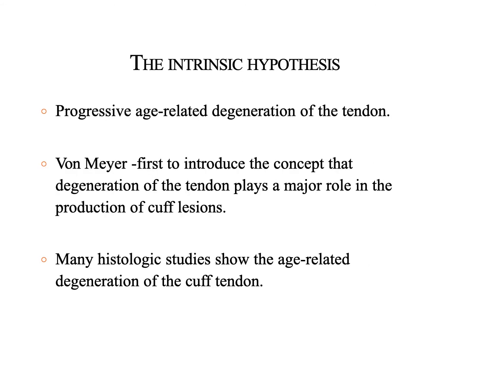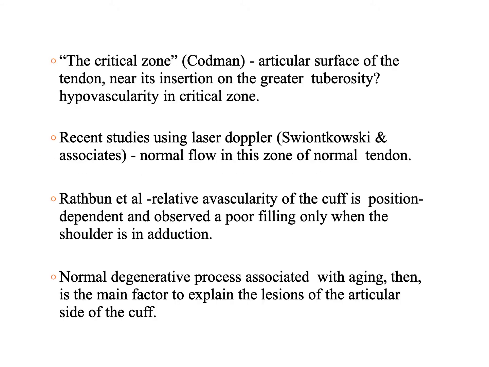Then there are certain hypotheses. One of them is the intrinsic hypothesis. It is the progressive age-related degeneration of the tendon. Von Meyer was the first to introduce the concept that degeneration of the tendon plays a major role in production of cuff lesions. Many histologic studies show the age-related degeneration of the cuff tendon.